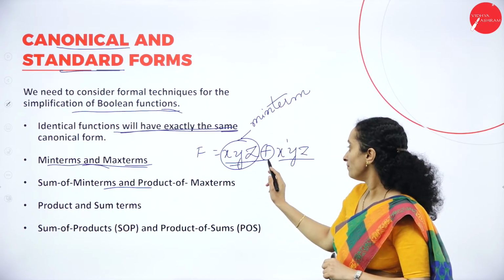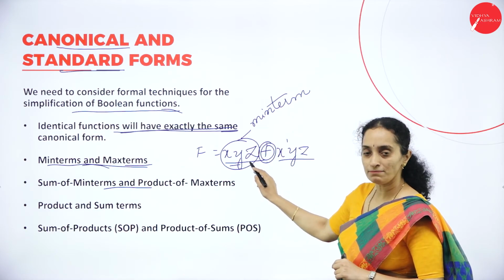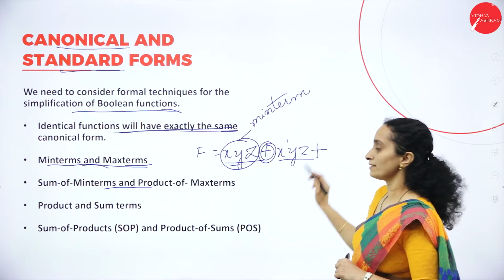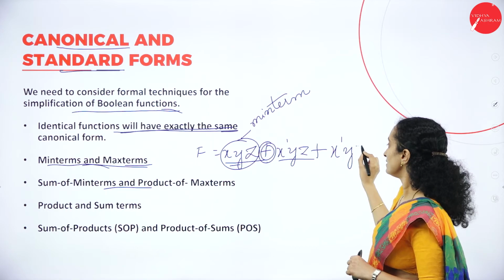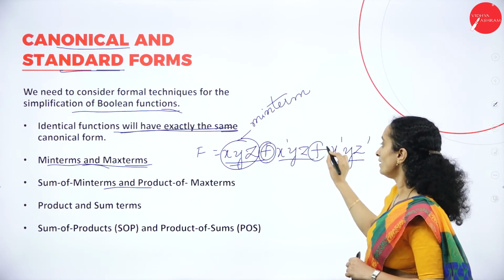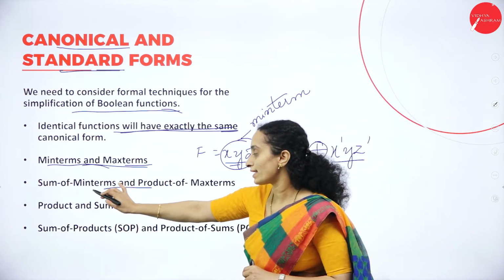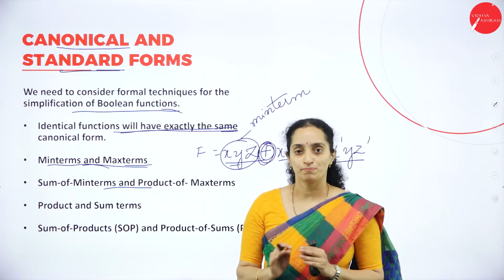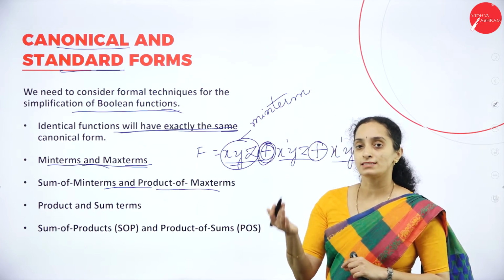So min terms will be summed. This is one min term and this is another min term. Again you can have x dash y z dash. This is another min term. You are making the summation of these min terms, which is called the sum of min terms or sum of products. Okay. Next we have product of max terms.